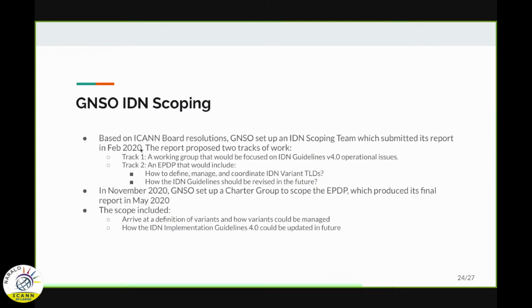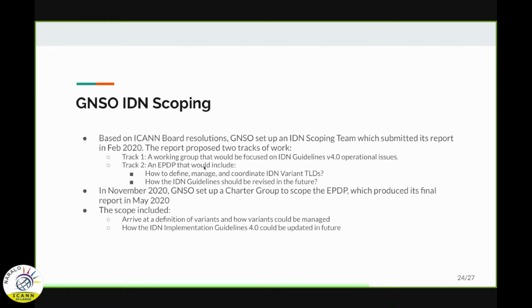Based on ICANN board resolutions, the GNSO set up an IDN scoping team. They submitted a report in February 2020. That report proposed 2 tracks of work. One track is to look at the IDN Implementation Guidelines released in 2018, which was not taken up by the GNSO. This working group should look at what the issues are with that report and what is difficult for the registries to comply with. Track 2 is an EPDP. Here is where the request for an EPDP explicitly comes from.